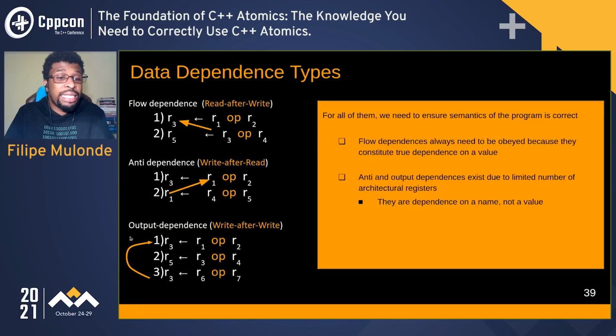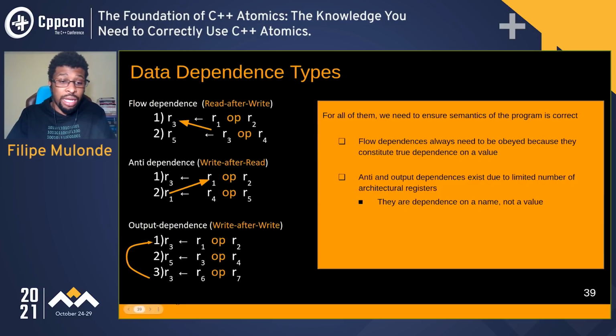And the last one is output dependencies. It's a write after a write. The first instruction is writing to register number 3. And the second instruction is reading register number 3. So here we have a true dependency. But the third instruction is writing to register number 3. So there is no true dependency between instruction number 3 and instruction number 1.